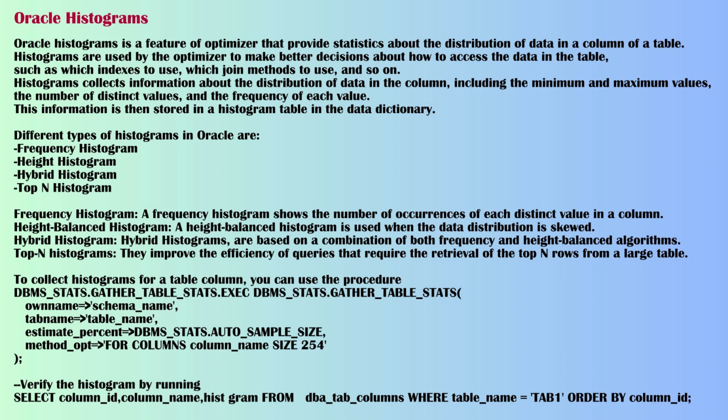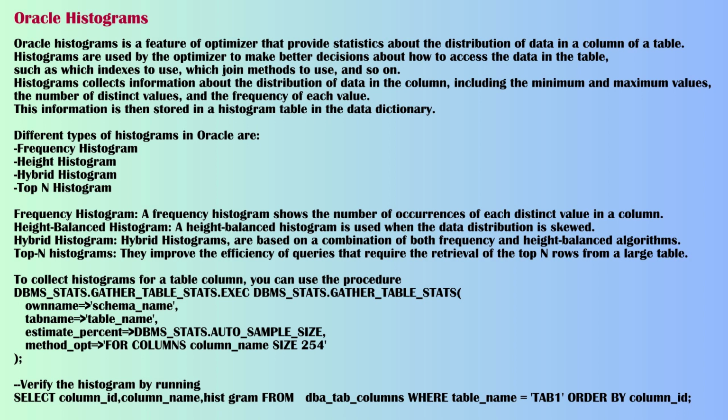The estimate_percent parameter specifies the percentage of rows to use for the estimate. dbms_stats.auto_sample_size tells Oracle to automatically determine the appropriate sample size. The method_opt parameter is used to specify the columns for which to collect histograms. In this example, we're collecting histograms for the column_name column with a size of 254. After running this procedure, Oracle will collect histograms for the specified column, which can be used by the optimizer to make better execution plans.